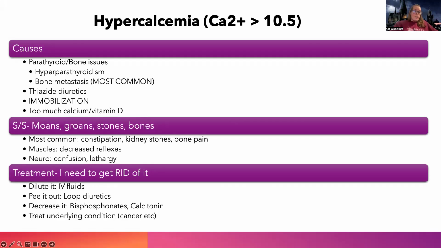So we need to get rid of it. So what do we do? When there's too much of something, one way we can get rid of it is dilute it. So usually IV fluids is one of the first things we want to do. We also can help them pee it out by giving them loop diuretics. Obviously not the thiazide, since that's one of the causes, but the loop diuretics are good. And then we can decrease it by binding to it or decreasing it through medicines like bisphosphonates or calcitonin. And then, of course, we need to treat the underlying conditions.